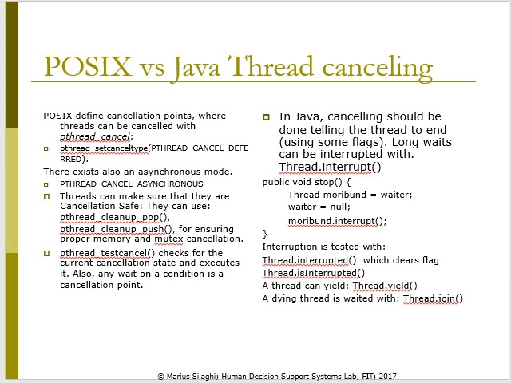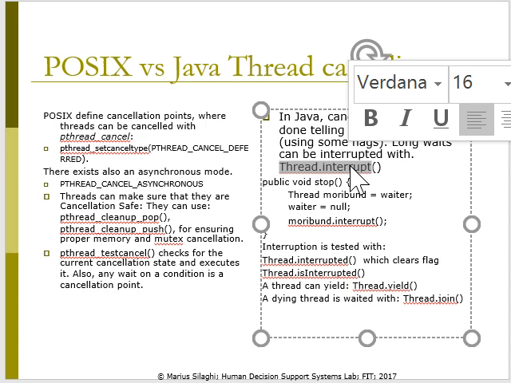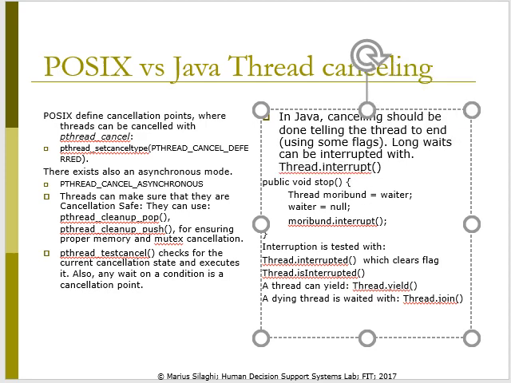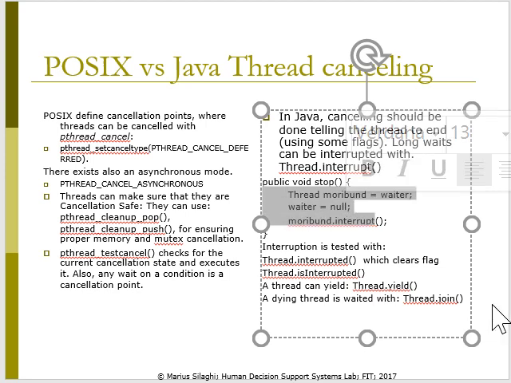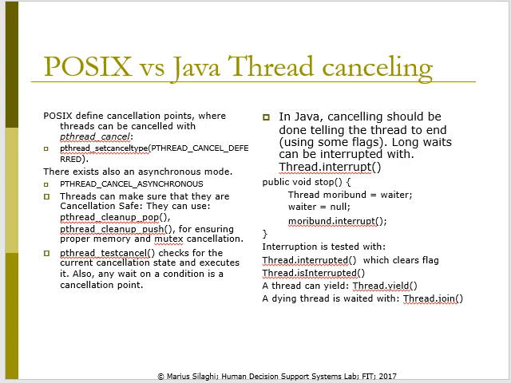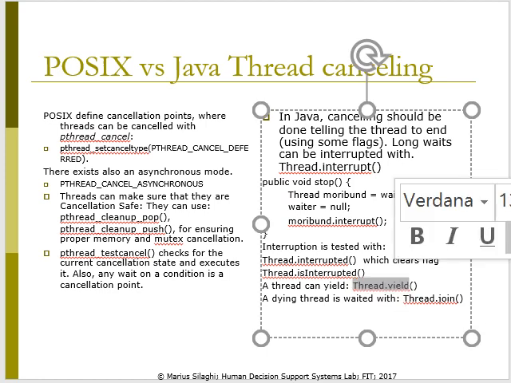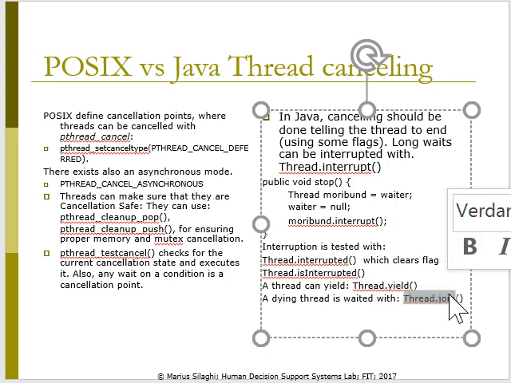A thread that calls interrupt in order to cancel another thread would typically also clean all references to the thread that it's been cancelled, and can wait for the dying thread with thread join.